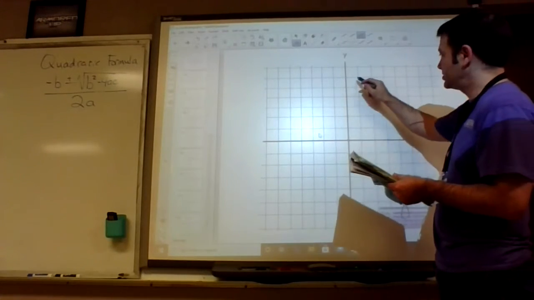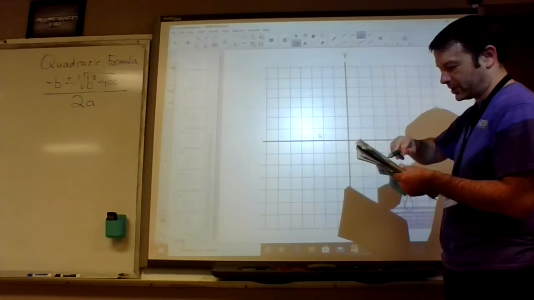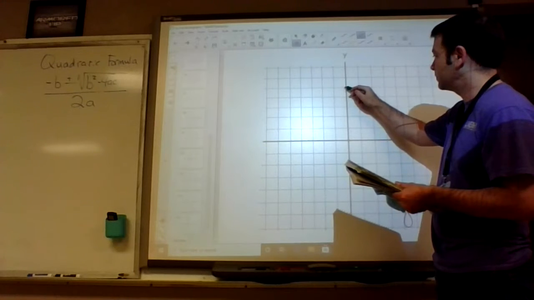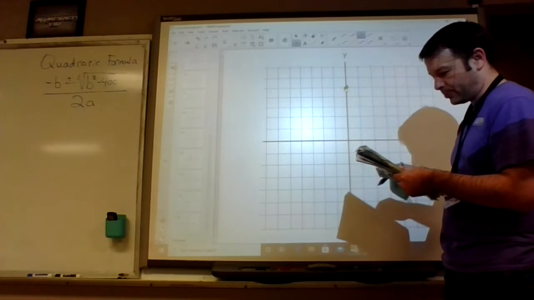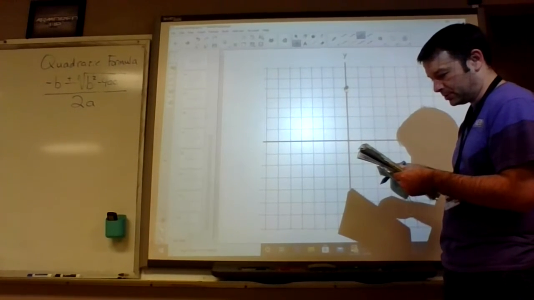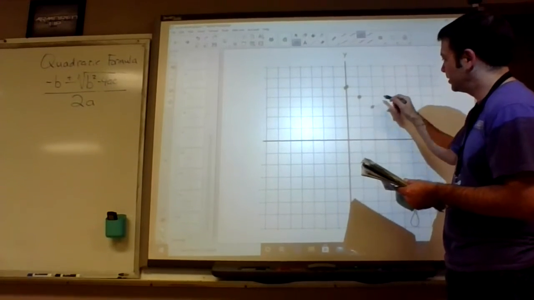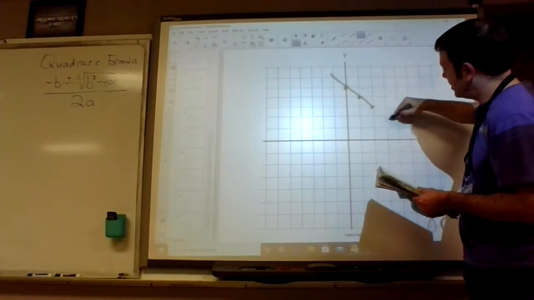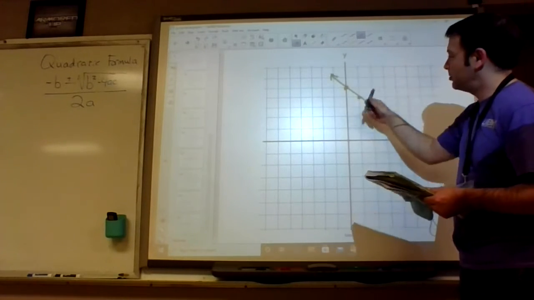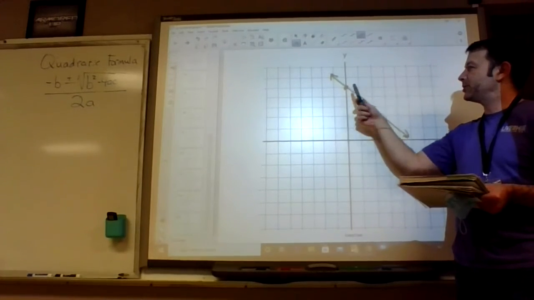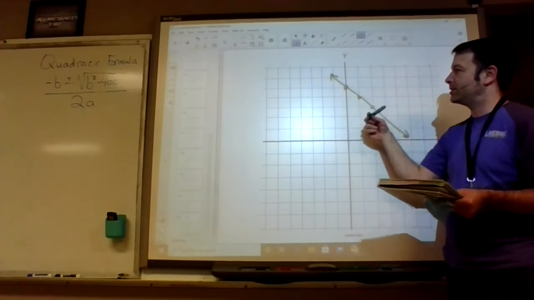Okay, let's start with this line up here. It looks like it goes up to 1, 2, 3, 4, 5. And where's another point it crosses through? This looks like it crosses right there. Oh yeah, it's perfect. So we need to write an equation for this line. Let's start with the slope. What's the slope?